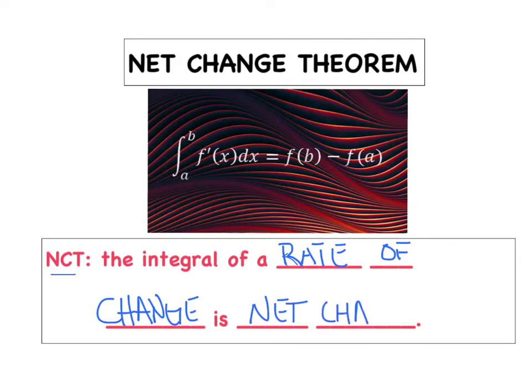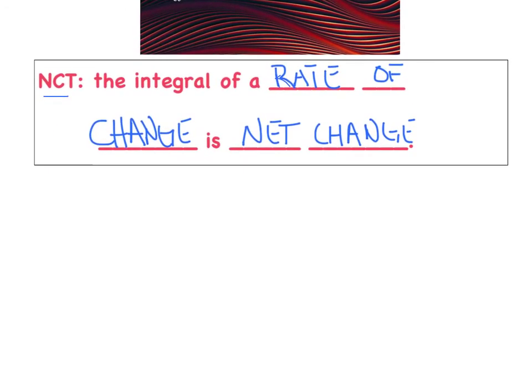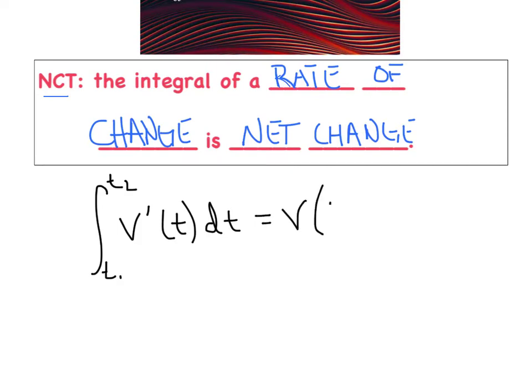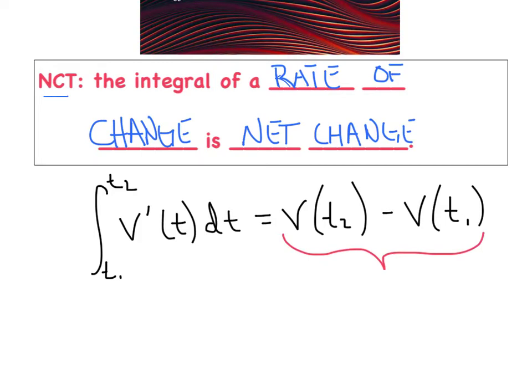To throw out a crystal clear example, what if I was integrating v prime? We'll say that v prime is the rate at which the volume of something is changing, maybe you're inflating a balloon. If we integrate from t sub 1 to t sub 2, or from a to b for that matter, you're going to get v of t sub 2 minus v of t sub 1. The difference of those two numbers is the net change, or the total change of volume of the balloon.